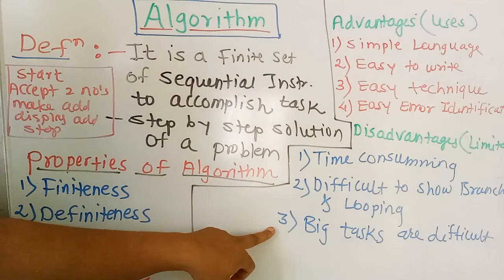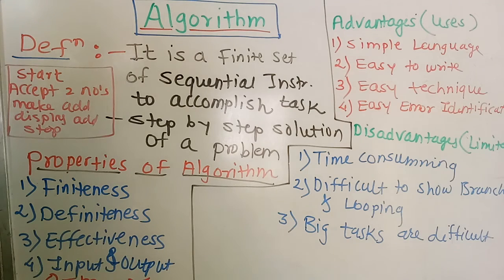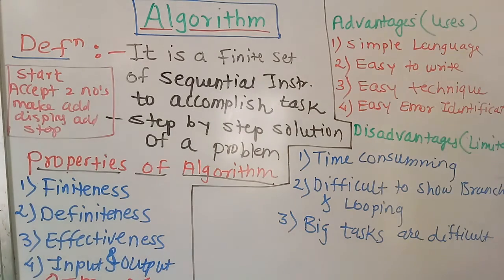Next, big tasks are difficult. While simulating problems or designing many different mechanisms with the help of an algorithm, it is difficult to write them in plain English terms. So these are some limitations, advantages, or properties of an algorithm while using it. So this is all about the algorithm.